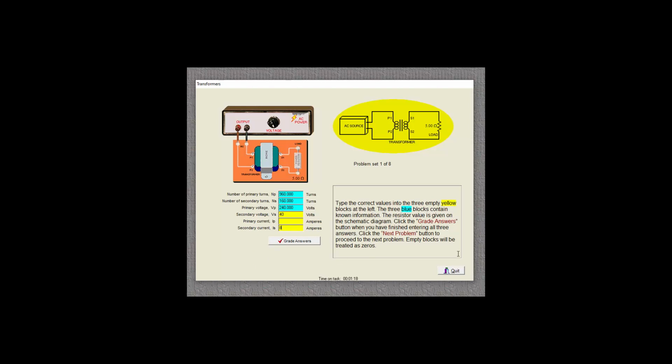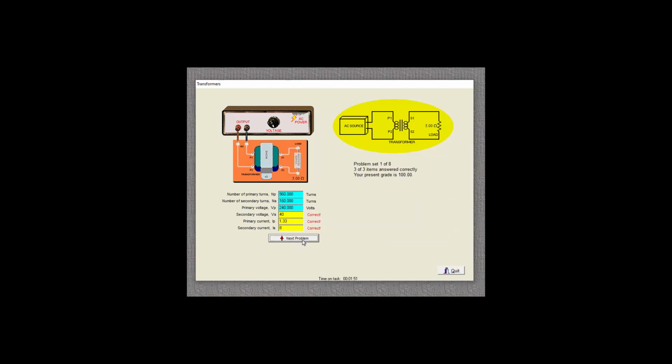Okay. So our current should be lower on our primary. So let's go ahead and do 40 divided by 240 times our 8 amps, and I come up with 1.33. Okay, so our voltage ratio goes up, so our current ratio should go down.